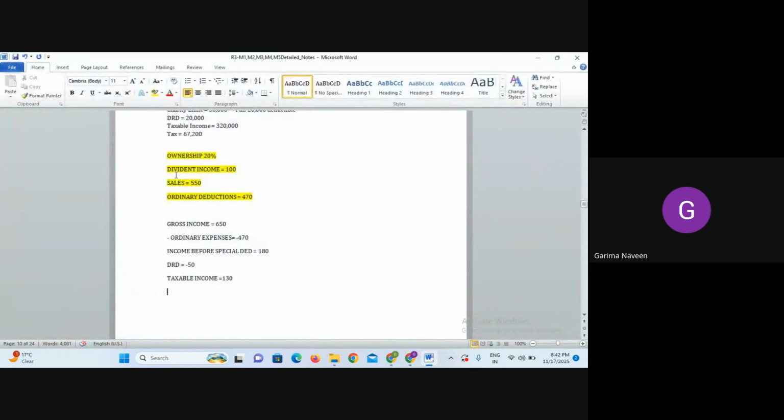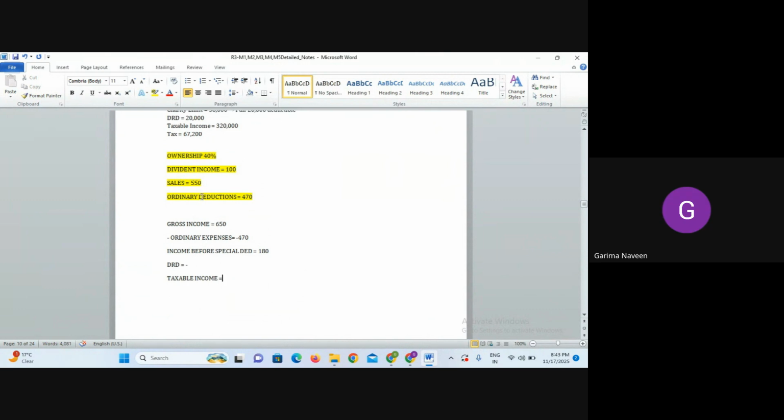Okay. So if you do not have any doubt here, I am modifying this example. Please do that now. Let's take the same example, but changing the ownership here to 40%. So please calculate the DRD now and taxable income. It's full 100.